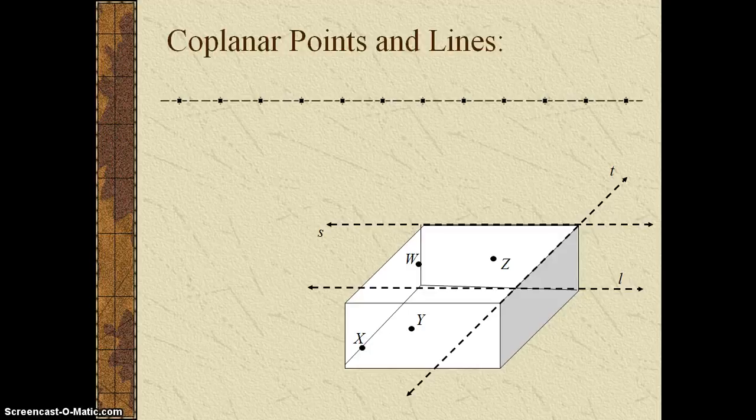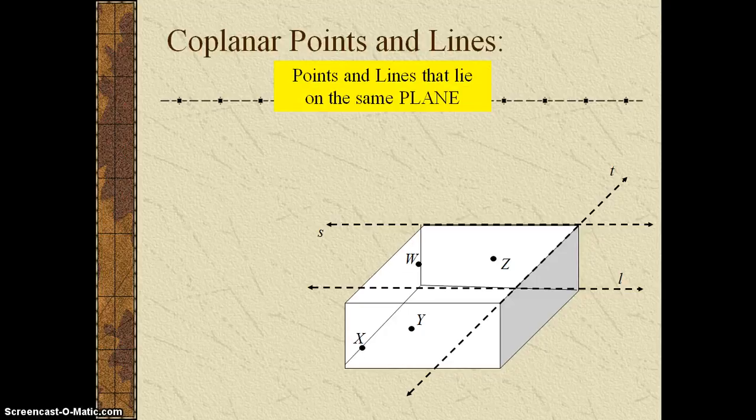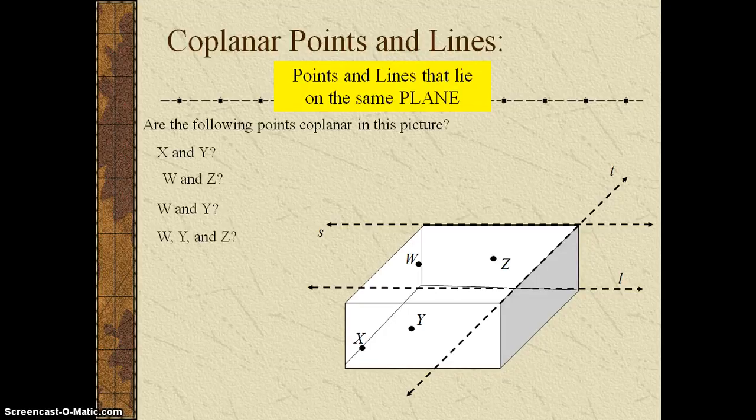The last thing we're going to talk about is coplanar points and lines. Coplanar points and lines are points and lines that lay on the same plane. Are the following points coplanar in this picture? So we have a couple different planes in this picture. We have this top plane, a bottom plane, a left plane, a right plane, a back plane, and a front plane. This is like a box.